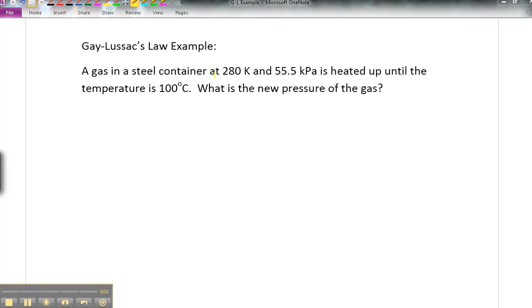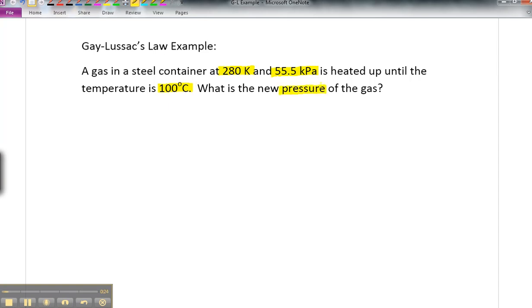For this example, we're going to start by highlighting the important information. Now it says in here that a gas in a steel container at 280 Kelvin and 55.5 kPa is heated up until the temperature is 100 degrees Celsius. Now they want to know what is the new pressure.